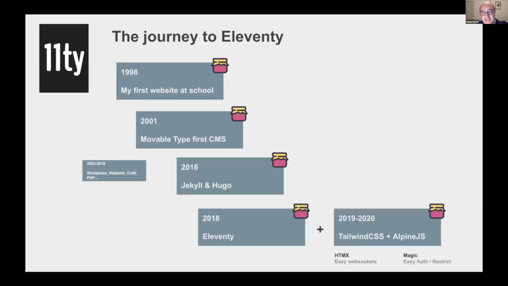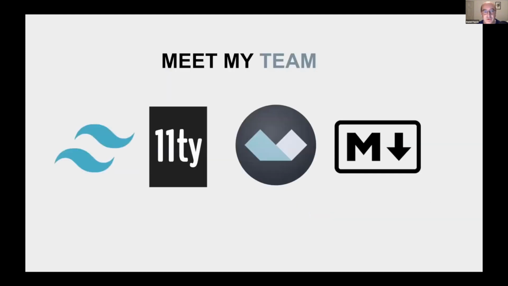Fast forward to 2018, and I was so delighted when Eleventy came along, and we had something in the Node.js ecosystem that had all of the kind of features of Jekyll. And fast forward again, and things like Tailwind CSS, Alpine, a couple of emerging technologies I'm interested in, HTMX to add WebSocket features, and Magic for easy auth. So my current go-to kind of minimal starting stack would be Vite, Tailwind, Eleventy, Alpine, and plain old Markdown files.